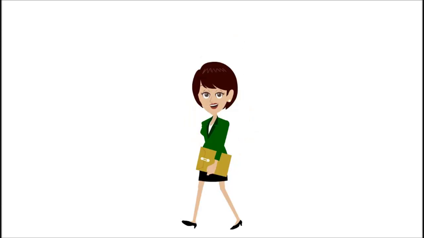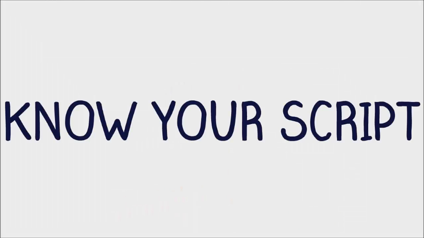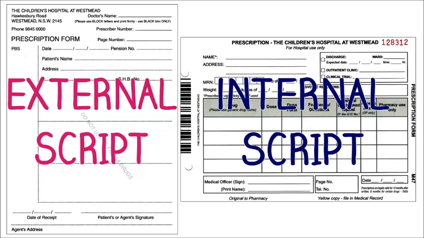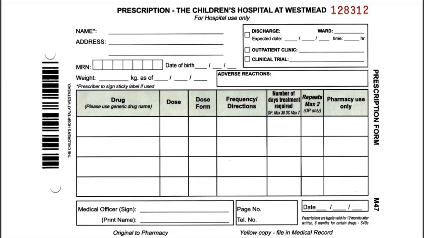Hi, I'm your pharmacist. Let us get started. Step 1. Know your script. There are two types of script forms. The PBS, so-called external script, and the internal script, also known as the hospital script. Let us begin with the internal script.